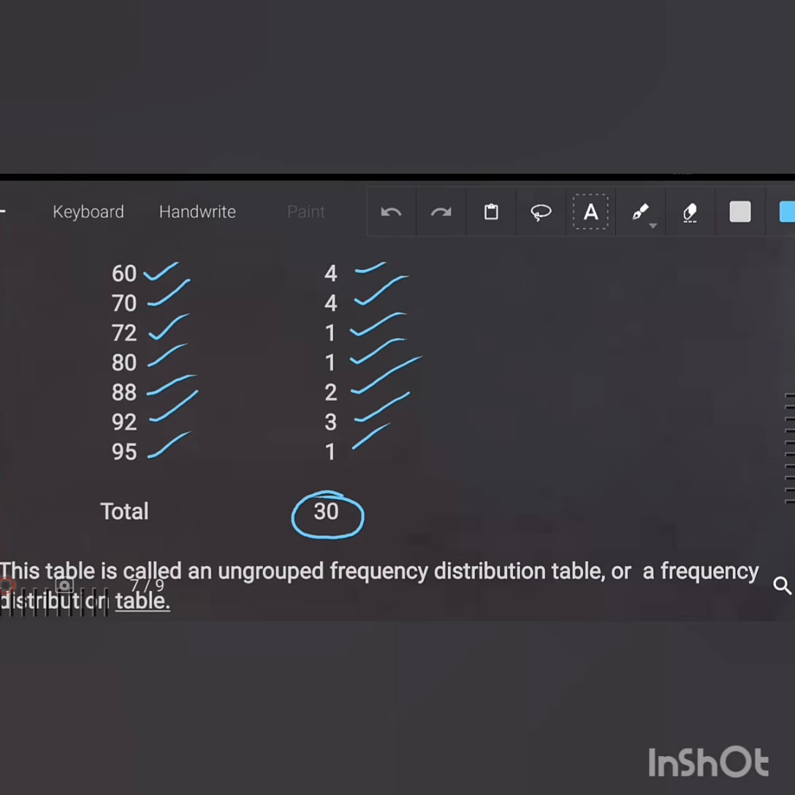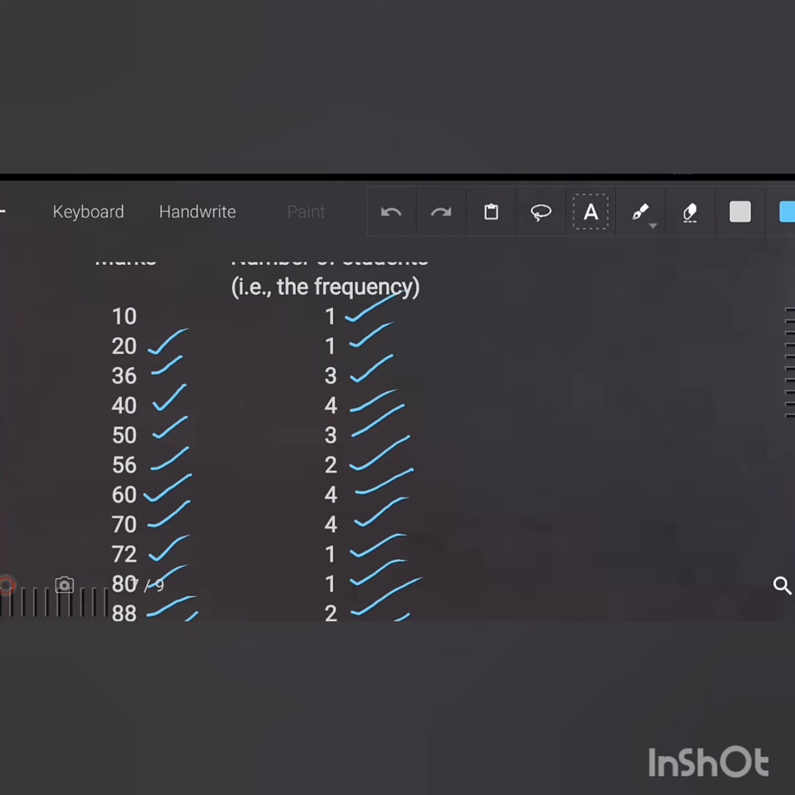Here, the marks obtained by the students were not grouped. Each mark is represented here: 10 marks, 20 marks, 36 marks, 40 marks. The marks scored by each student were represented without grouping them. Hence it is called ungrouped data. Whatever data we get in the question, we take all of it to represent in the table. This is called an ungrouped frequency distribution.